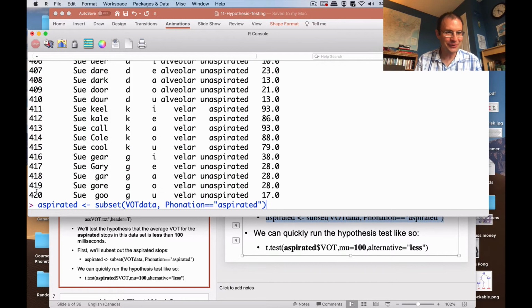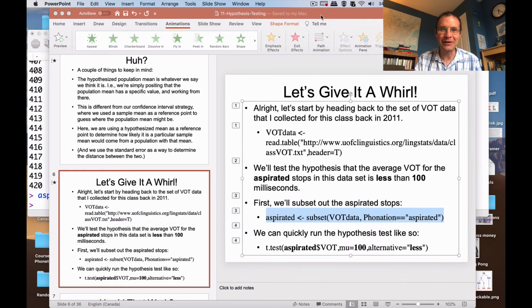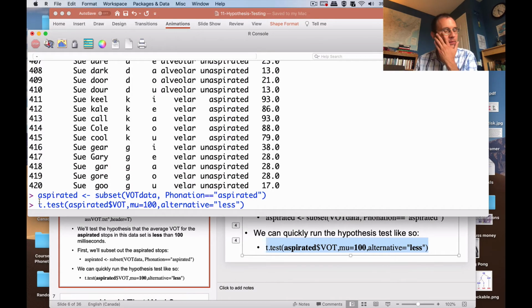This is nothing new, hopefully, now that we know how to play around with R a bit. We're going to pop those over into a vector called aspirated. And then I am going to, actually, I don't think this is a vector. I think it's another data frame. But anyways, I'm going to run the test the way you would normally run it. And like I said, we don't actually look at Z-scores when we're doing this. We look at something called T-scores, which are quite similar. And for that reason, what we're going to run is a test called a T-test. And the way you run it is with this command.